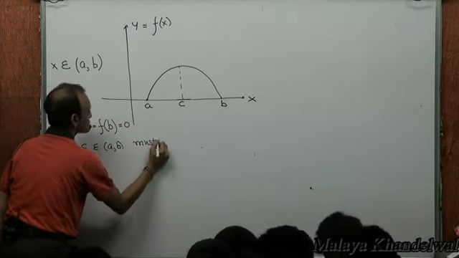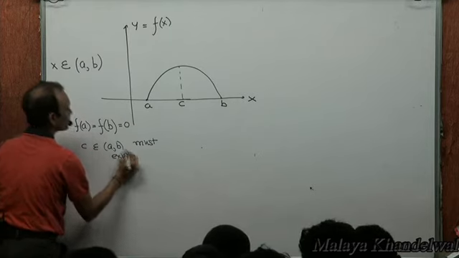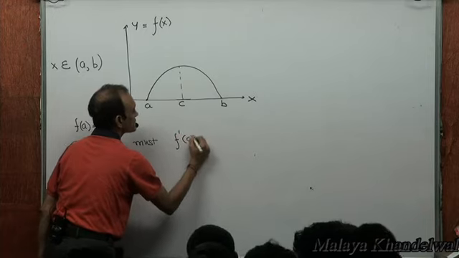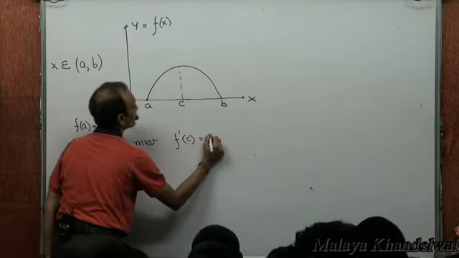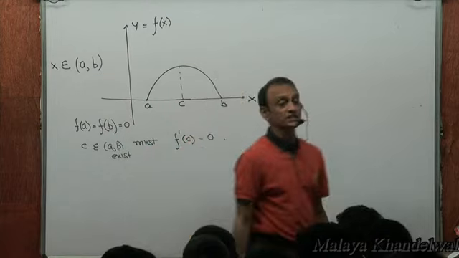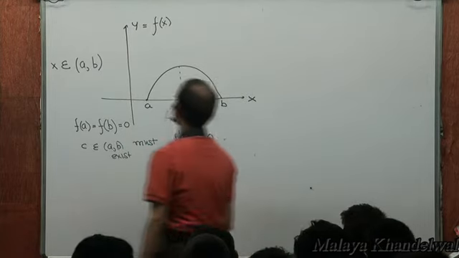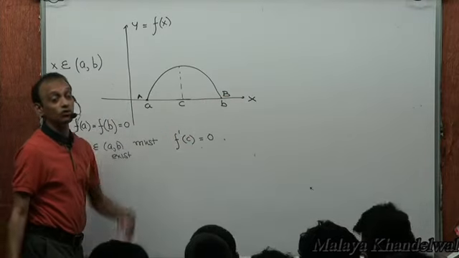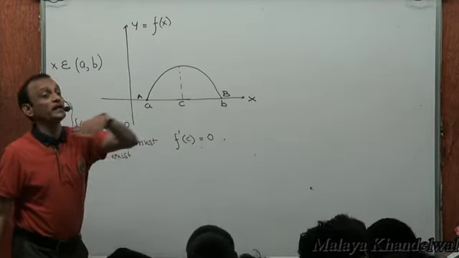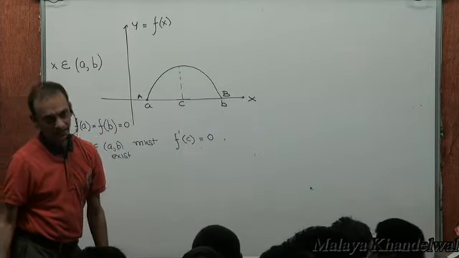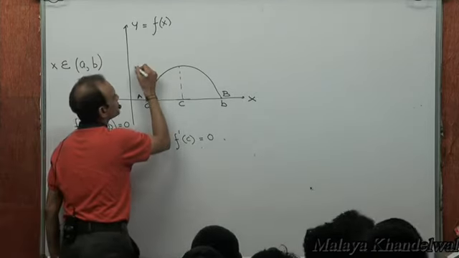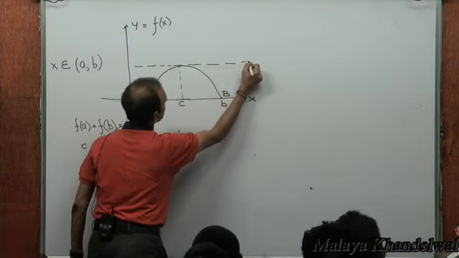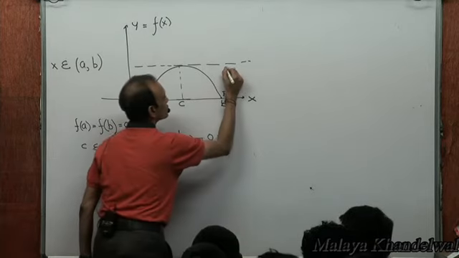There must exist at least one point C such that f dash C is 0. Suppose this point is referred to as A, this point is B. f dash C equal to 0 means the tangent drawn at x equal to C will be parallel to the x-axis.